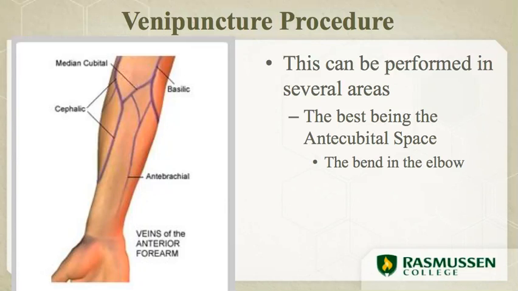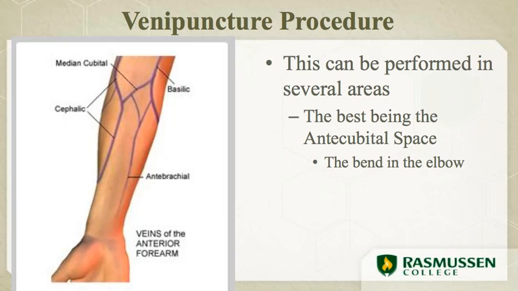When we talk about a venipuncture procedure, you know a little bit about it probably from your readings, but the procedure can be performed in several areas of the body, but the most common is going to be that antecubital space or the bend in your elbow. And in the bend in your elbow, there are 3 main veins that we're going to use. The median cubital, which is going to be the most popular vein to use. It's right in the middle of the arm, and it's typically going to be not only the largest, but the most well-anchored vein that we have in our bodies.